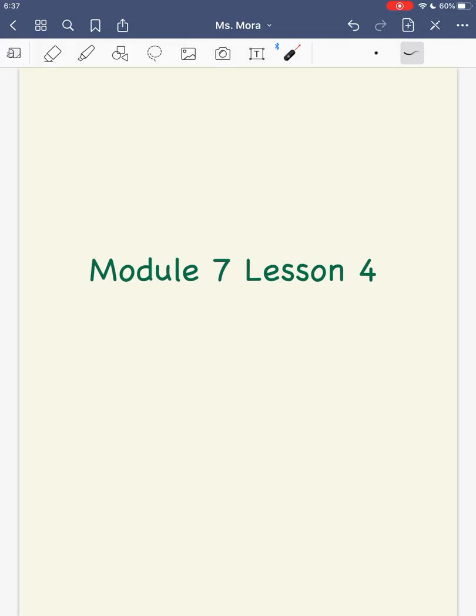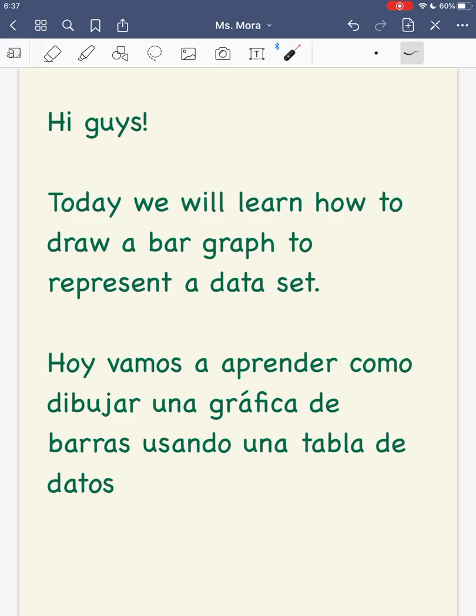Hi guys, this is Module 7, Lesson 4. Today we will learn how to draw a bar graph to represent a data set. Hoy vamos a aprender cómo dibujar una gráfica de barras usando una tabla de datos. So today's lesson is going to be very similar to yesterday's lesson.